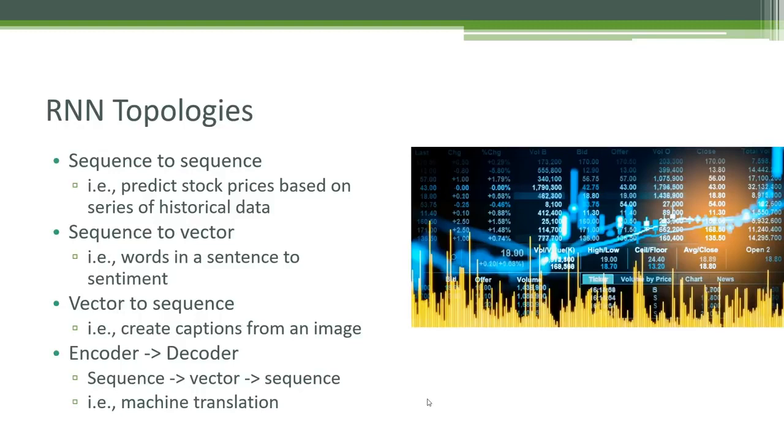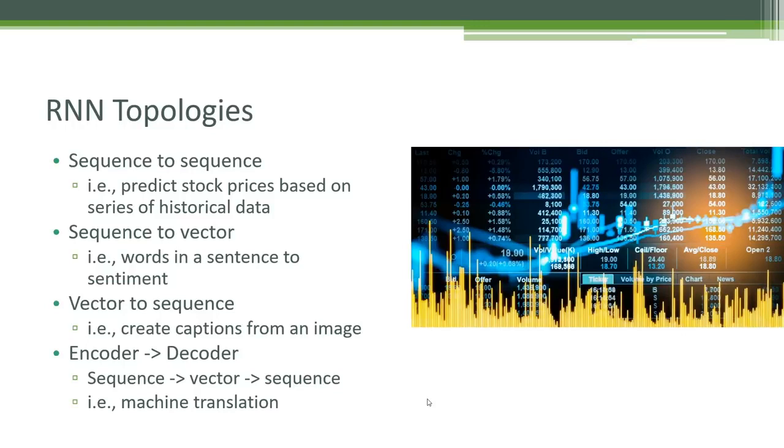You can go the other way around too. You can go from a vector to a sequence. So an example of that would be taking an image, which is a static vector of information, and then producing a sequence from that vector, for example, words in a sentence, creating a caption from an image. And we can chain these things together in interesting ways as well.